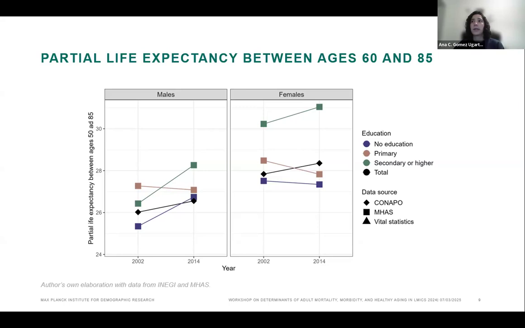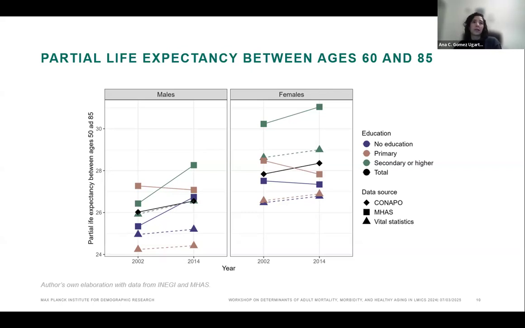There's not a real gradient, right? The secondary or higher educated men have a lower life expectancy than those with primary, but for the second time point, this sort of corrects itself and gets to the pattern that we would expect. And for women, we have the expected pattern. Those with higher education have higher life expectancy, and this is a gradient. When we put both together, we see that the Mexican Health and Aging Study in general has lower mortality levels, which in this graph translates into higher life expectancy.